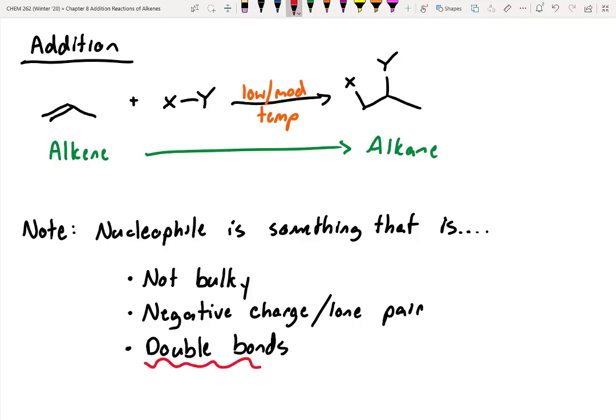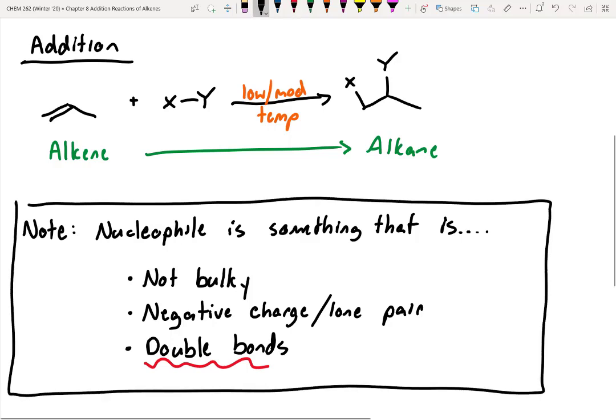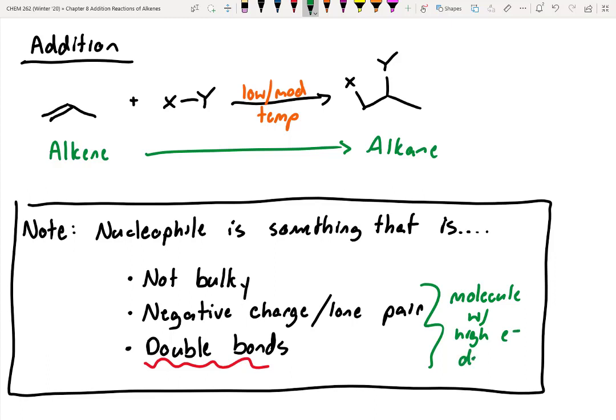So this is going to be kind of the key feature of this chapter: we're going to be looking at double bonds acting as nucleophiles. Really, the key feature for a nucleophile is it is a molecule with high electron density. So it could be a negative charge, it could be a lone pair, or it could be a double bond. Any one of those has high electron density.